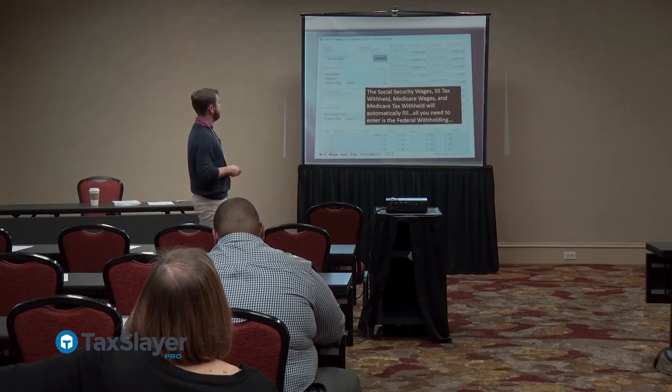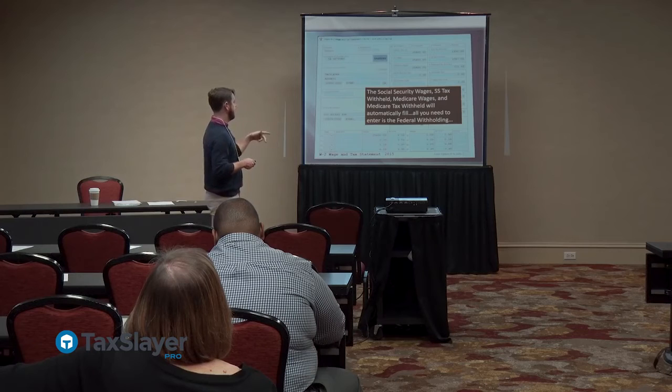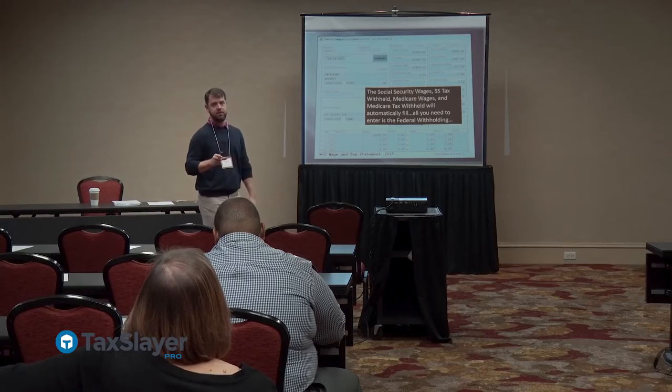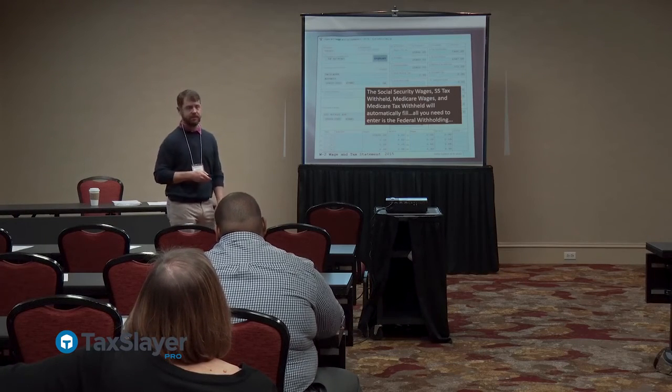The Social Security wages, Social Security tax withheld, Medicare wages, Medicare tax withheld, all that will automatically fill. You will need to enter in the federal withholdings. Now, sometimes you enter in those wages, and the Social Security wages is different on that W-2, right? If it's a tipped employee. So you just tab to that field and make the necessary change.